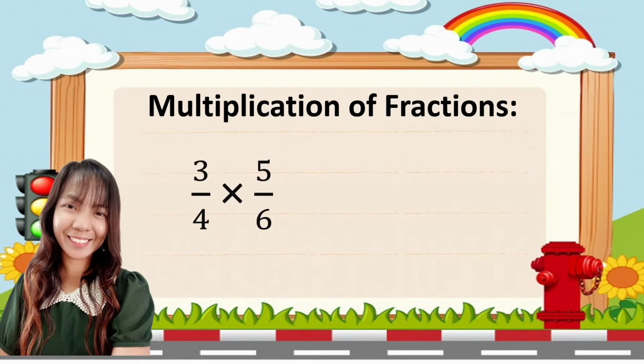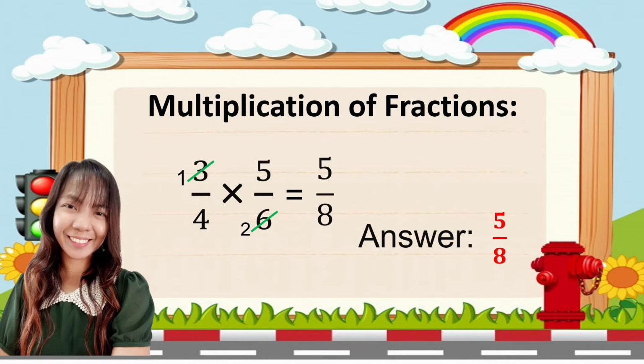Next, multiplication of fractions. So we have 3 over 4 times 5 over 6. As you can see, we can just cancel this number, okay, because they have a number that is divisible to both of them. So 3 divided by 3, 1. 6 divided by 3 is 2. Alright, so now let's multiply. 1 times 5, 5. 4 times 2, 8. So the answer is 5 over 8.